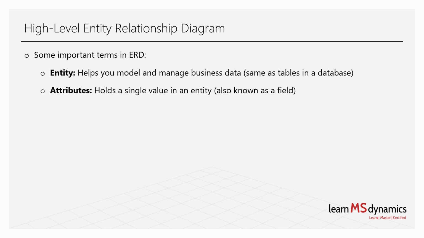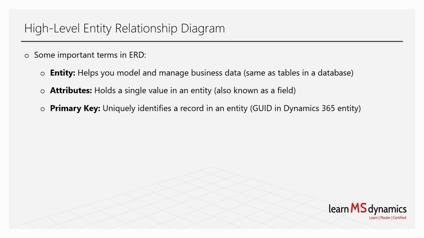So in those entities, you are basically managing business data. The next one is attributes. It holds a single value in an entity. These are also known as fields. So in case you're working with previous versions of Dynamics 365, like CRM 2016 or 2015 or different previous versions, you will see developers use the term called attributes. So this is the same as the field in Dynamics 365 right now.